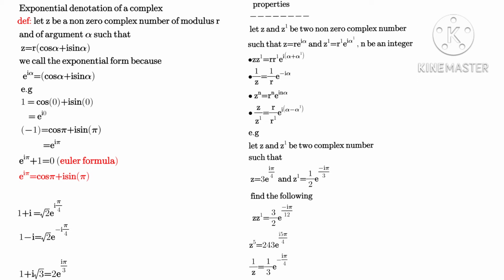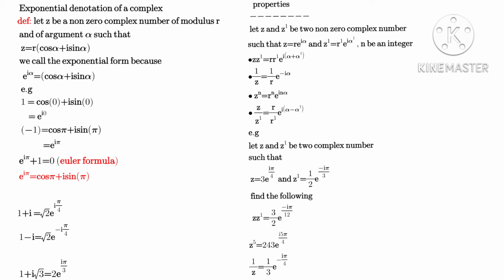Z itself is 3e raised to power i pi over 4. That's 3 raised to power 5 e raised to power i times 5 pi over 4. So the last one, we have 1 over z, and we already know the value of what z is representing.